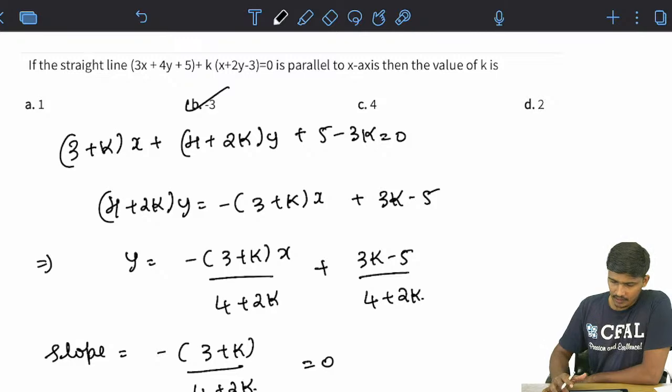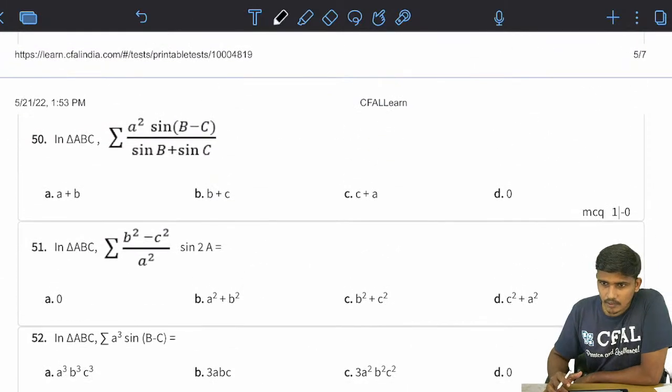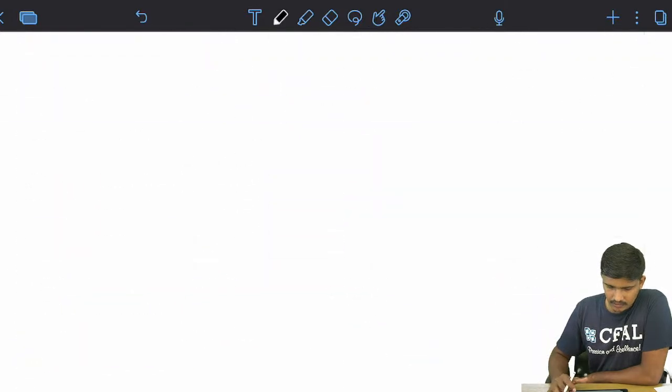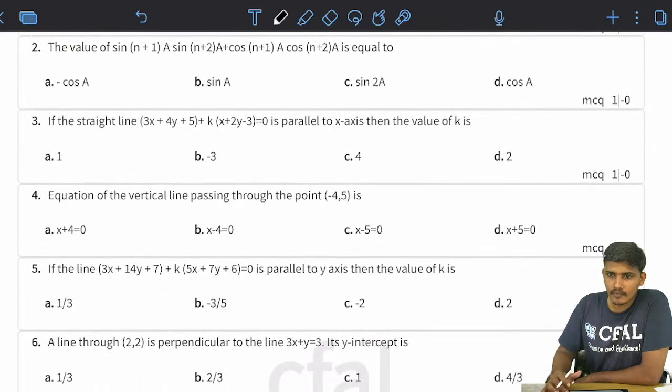If you have any doubts, please, sir, solve straight lines problems. Yeah, that's what I was solving. Can you tell me which particular problem you want? Srinidhi, could you please tell me which particular problem you wanted?